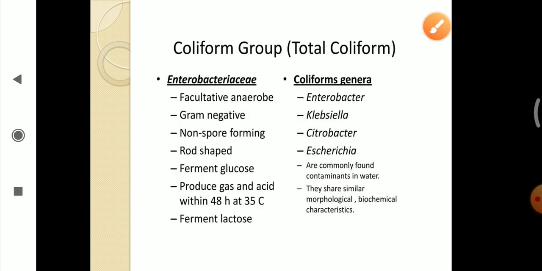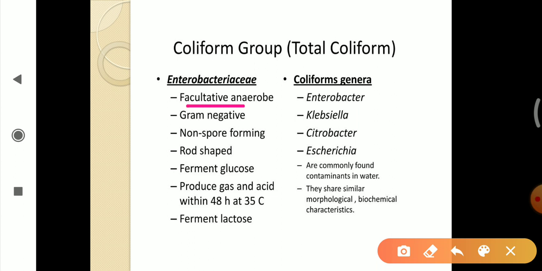Okay, furthermore, the description is also there. Coliform group of bacteria are facultative anaerobes, gram-negative, non-spore forming. They are rod shape, like this. They can ferment lactose, specifically lactose sugar, and produce acid and gas. And these bacteria are commonly found contaminating water. They share similar morphological and biological characteristics. So this is all about what coliform is, what the characteristics of coliform are, and what fecal coliform is.